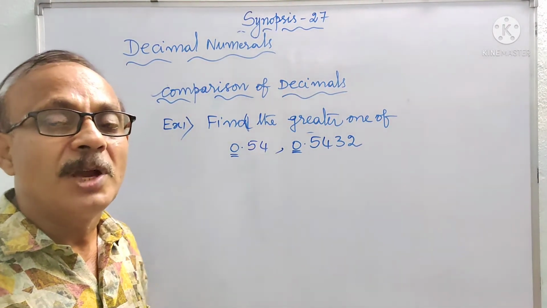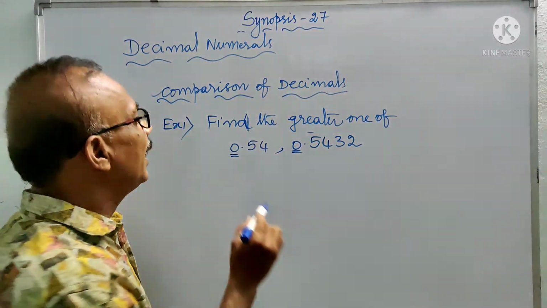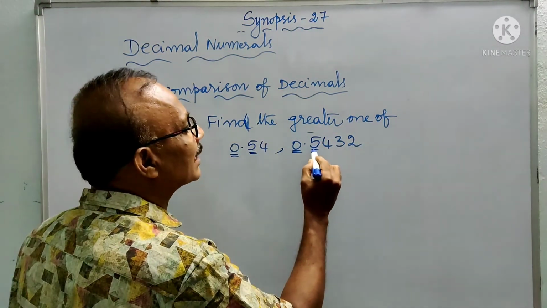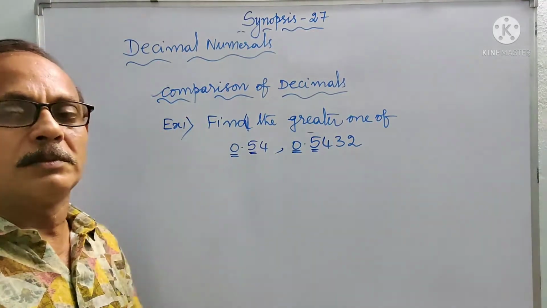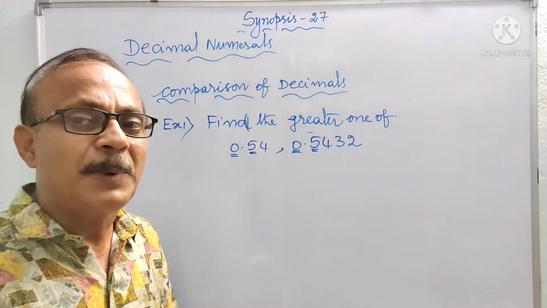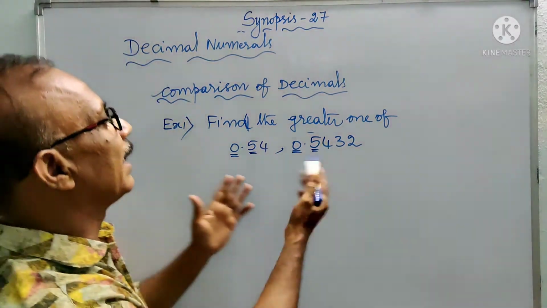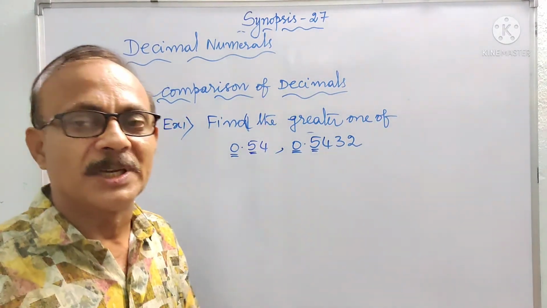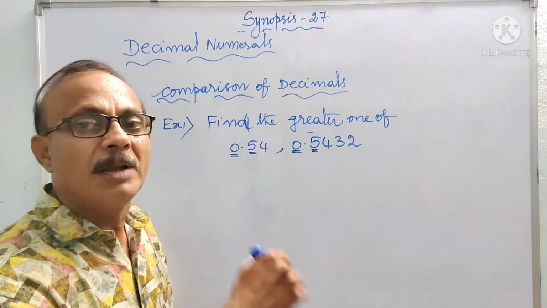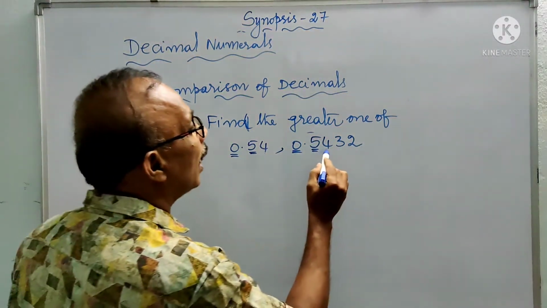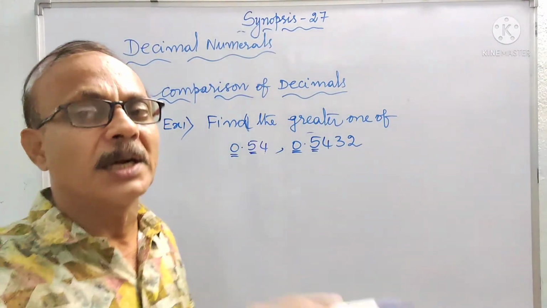So immediately we will go to the 10th place. Here we have 5 in the 10th place and here we also have 5 in the 10th place. So the 10th place is also not able to decide which of these two decimals is bigger. So immediately we will go to the next place, the 100th place. Here the 100th place is 4 and in the second decimal the 100th place is also 4.